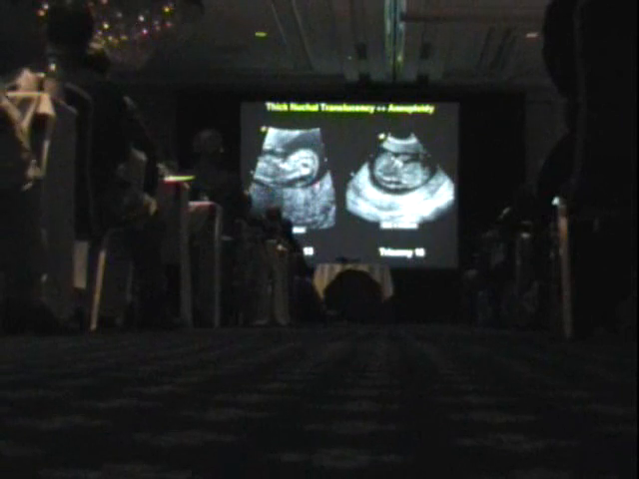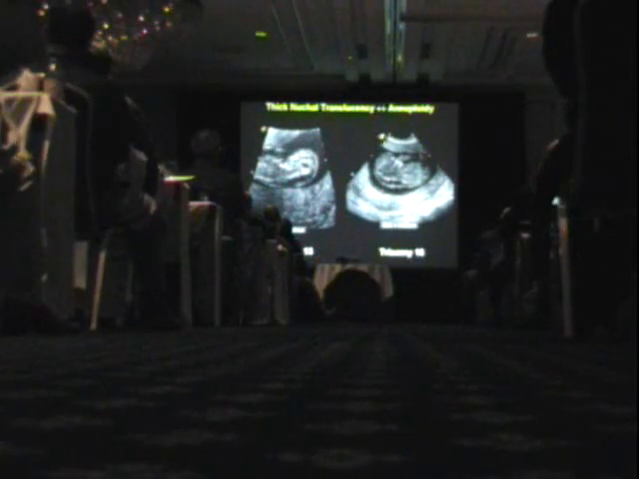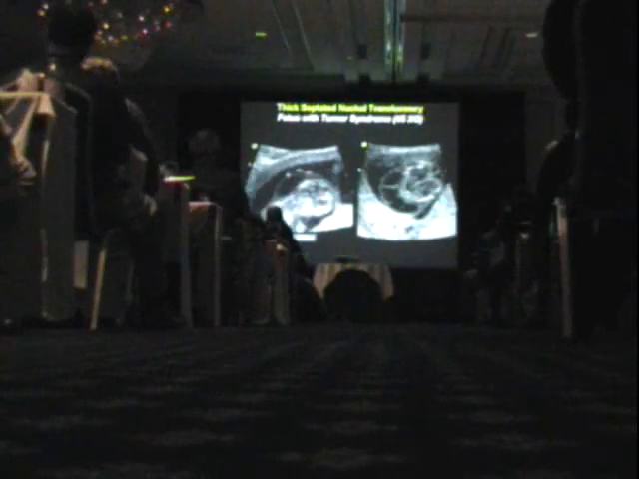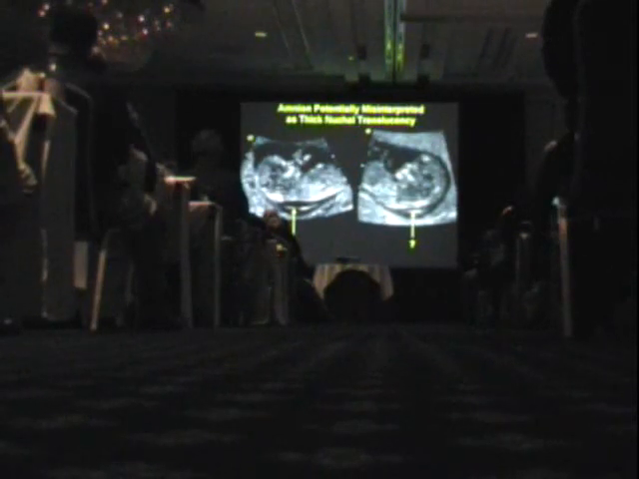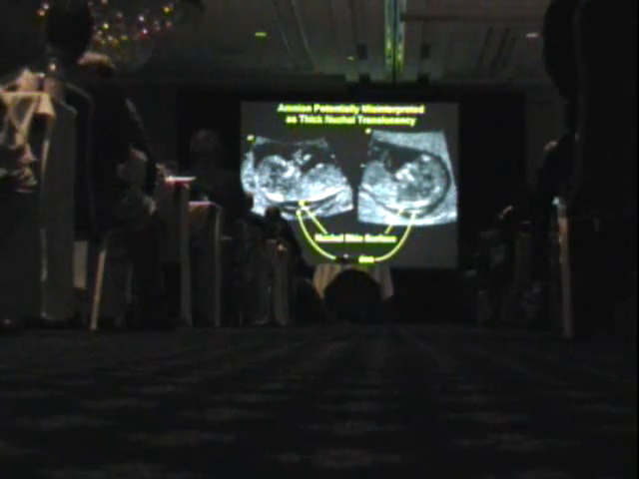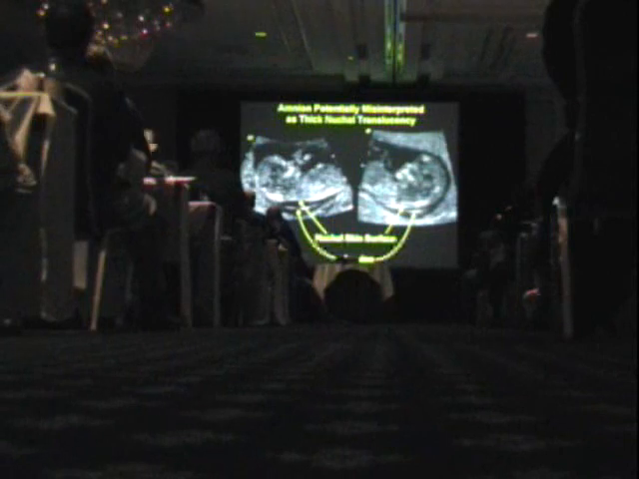Example of a thick nuchal translucency in a fetus with trisomy 13, another one with trisomy 18, a septated nuchal lucency in one with Turner's syndrome. And again, be careful not to mistake the amnion here for the skin surface, which is here. This is a nice thin nuchal translucency in these cases.